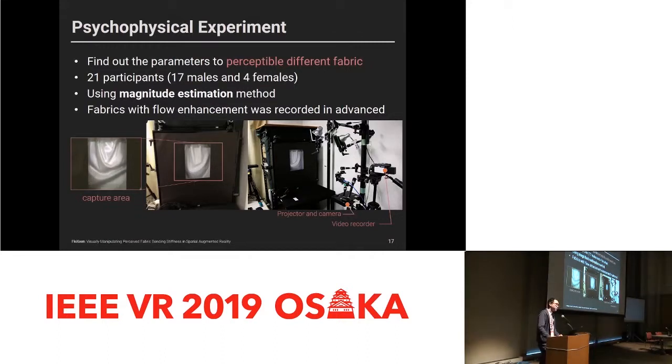We conducted a psychophysical experiment to find out the parameters that allow us to modify the bending stiffness and the perceived difference in fabric characteristics. 21 participants, including 17 male and 4 female, participated in the experiments. We used the subjective magnitude estimation method to compare the parameters. We rendered the fabrics with the flow enhancement projections in advance using the prototype system, displayed on an LED display. For more details about the capturing process and the flow of the experiments, please see our paper.